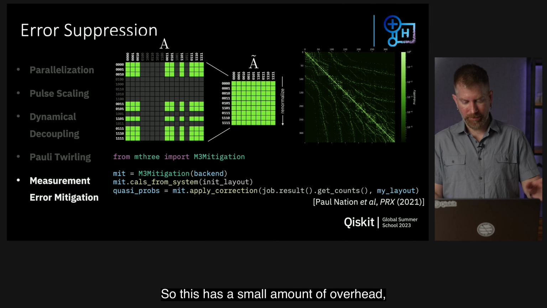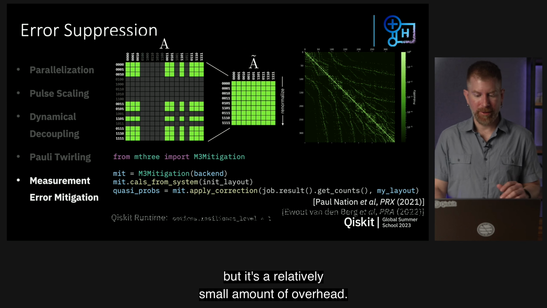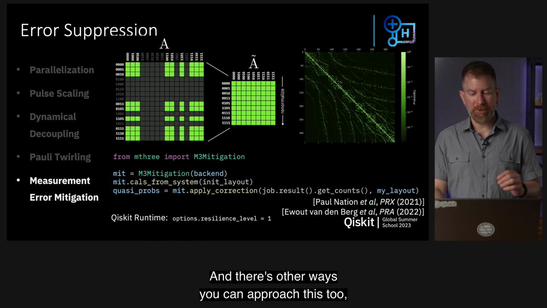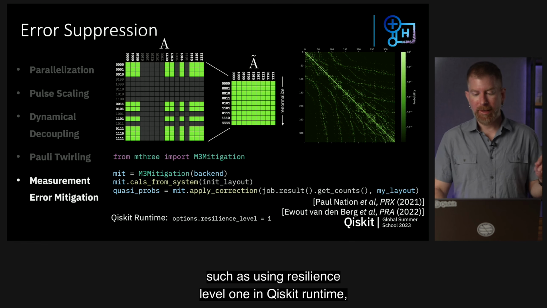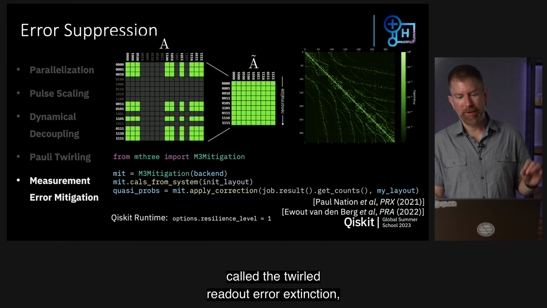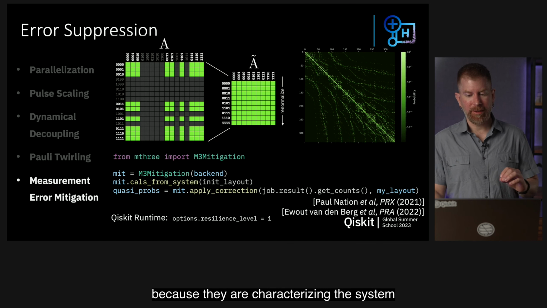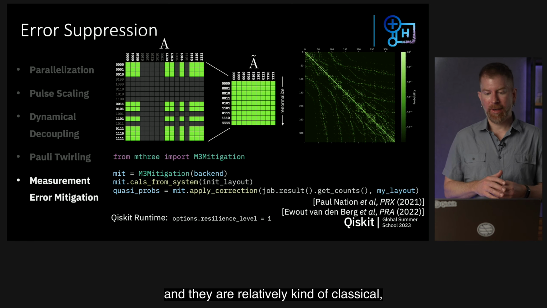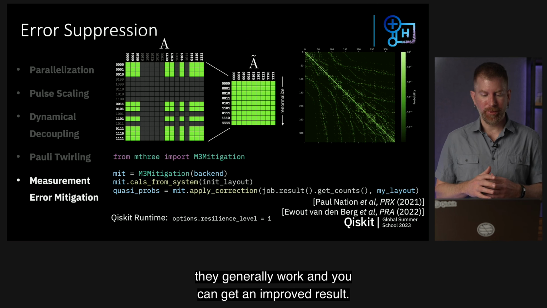So this has a small amount of overhead, so it's not exactly suppression, it's kind of mitigation, but it's a relatively small amount of overhead. And there's other ways you can approach this too, such as using resilience level 1 in Qiskit runtime. It's going to do measurement error mitigation, but using a different technique called twirled readout error extinction, which is done by my colleague Ewat. And these techniques, because they are characterizing the system and they are relatively classical, they generally work and you can get improved results.